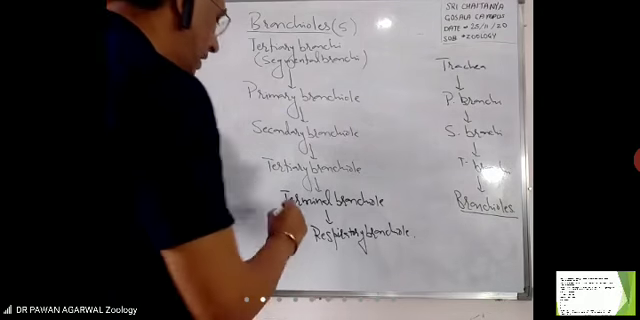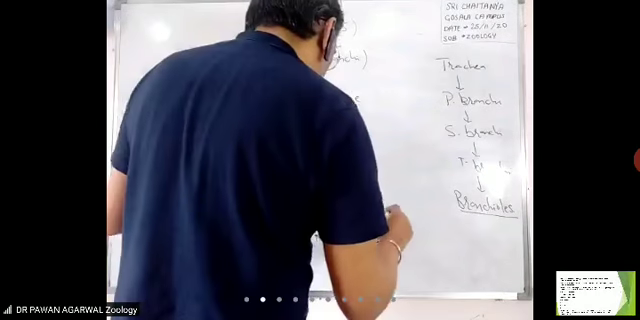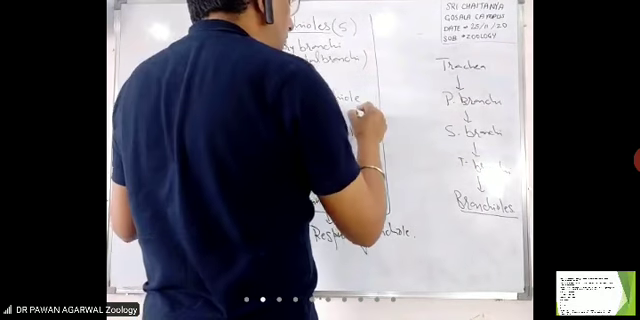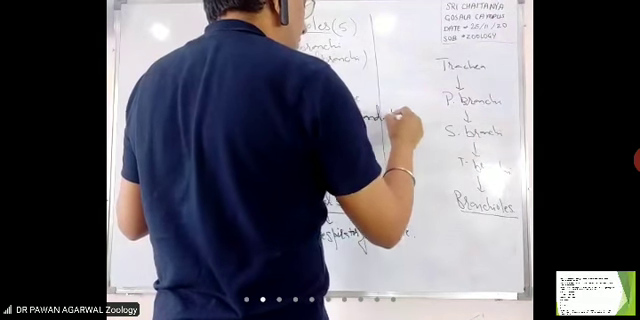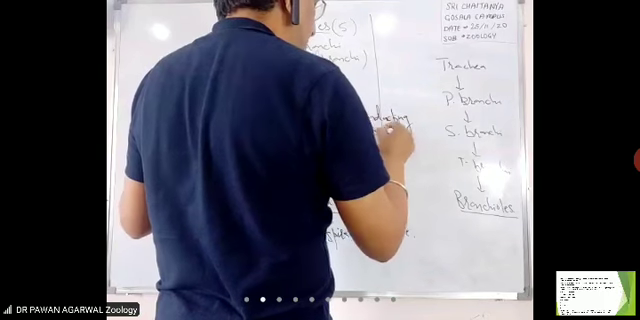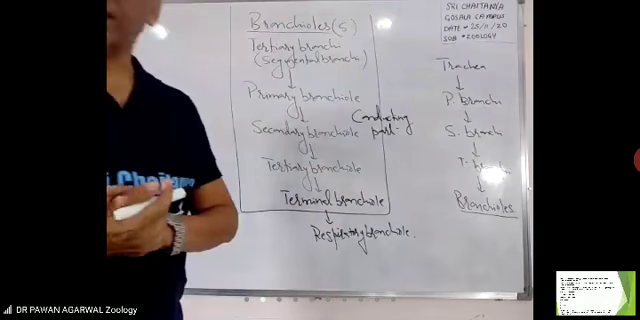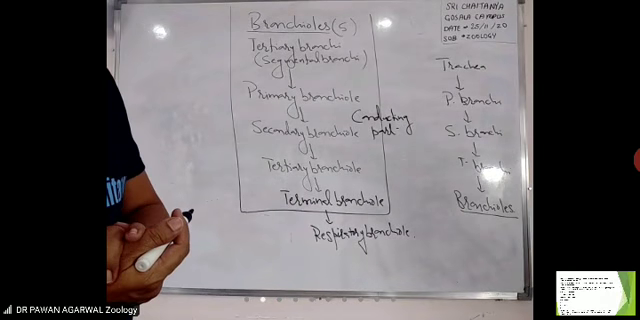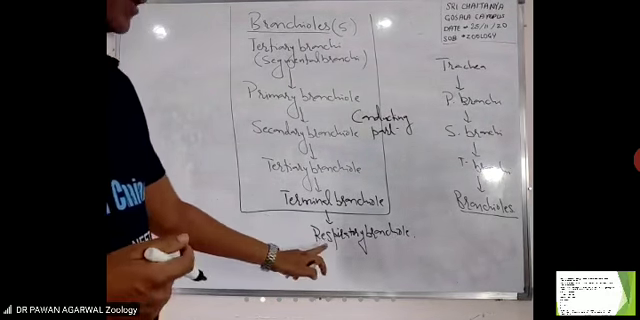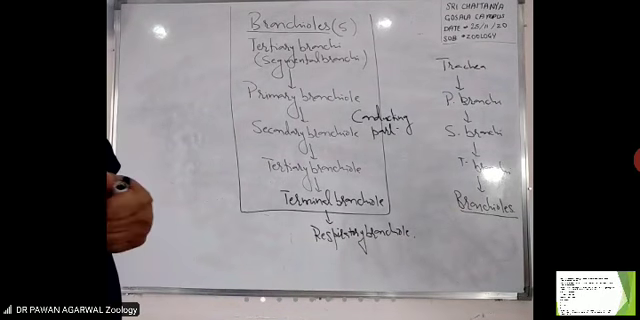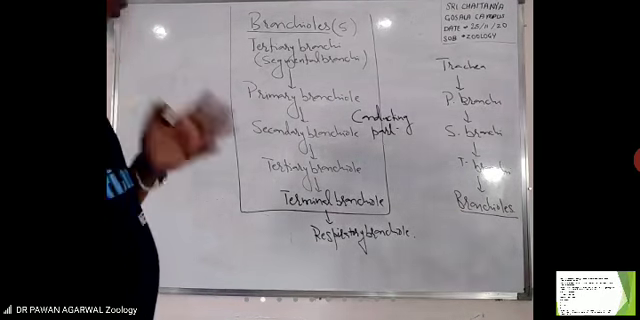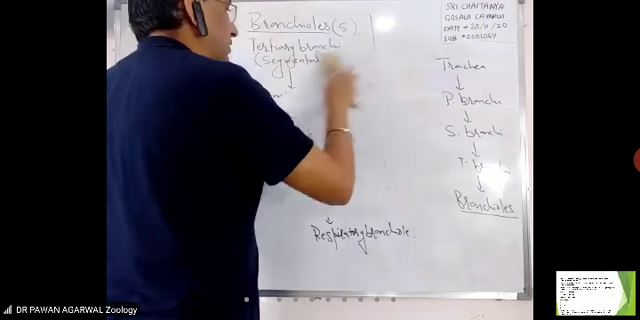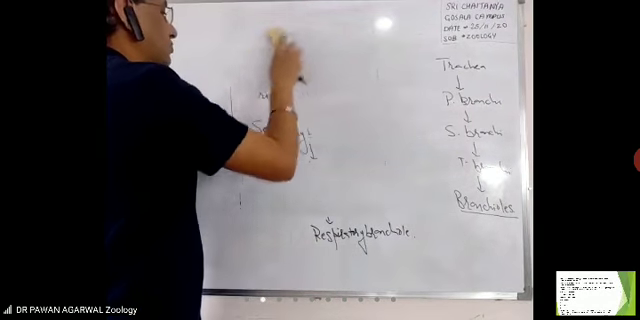Up to the terminal bronchiole, all are forming the conductive part. It started from the respiratory bronchiole. There is respiratory part, that is the gas exchange part. So there are 5 types of bronchioles that you have to remember.